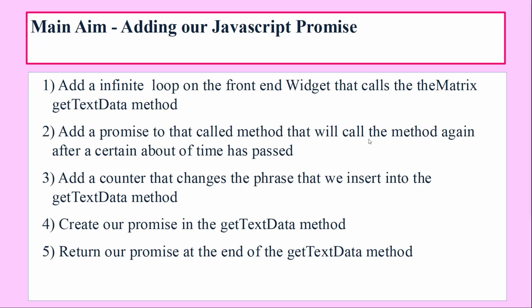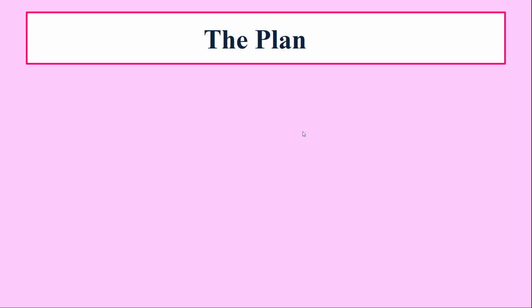Okay, so these are the tasks. We're going to be creating an infinite loop at the front end, so that we keep passing those phrases into the back end. We're going to be using a promise for that, and we're going to be just making sure that we have a counter that changes that phrase each time. And basically we're going to be using promises to do this. So let's have a quick look at how that will look in the plan.